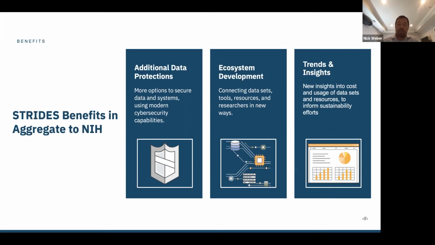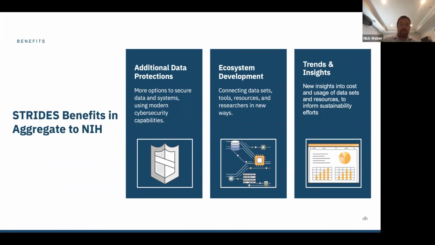And then I mentioned a little bit before the trends and insights that NIH sees by being able to see what's getting heavily used. What are some things that we definitely need to make sure we have long-term sustainability plans around, given how important those data sets are, et cetera.